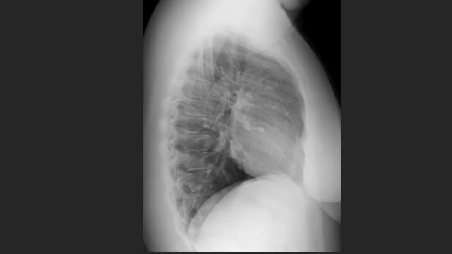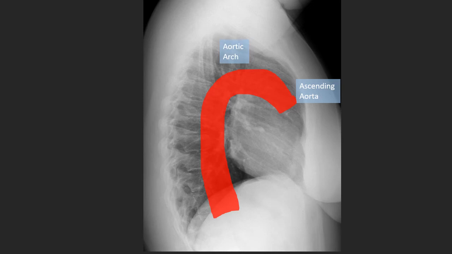So how does this look on a lateral view? Your ascending aorta is going to be anteriorly located, and then go from anterior to posterior, from right to left, and then descend posteriorly. So here's your ascending aorta, followed by the more transverse or horizontally oriented segment, the aortic arch, and then finally your descending aorta.